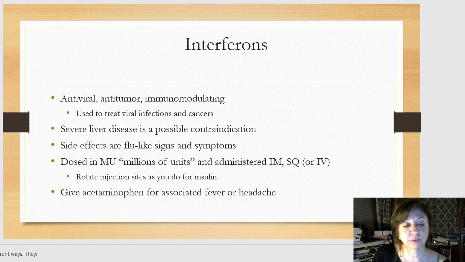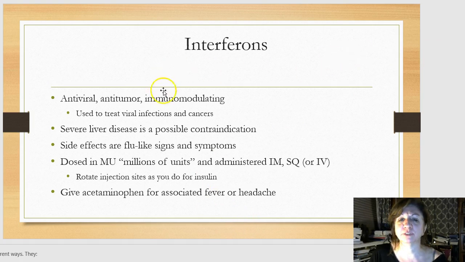Some of the things we treat with these are chronic Hep C or Hep B, cancers like malignant melanoma, and genital warts is another one. So, anyway, that's what these are.